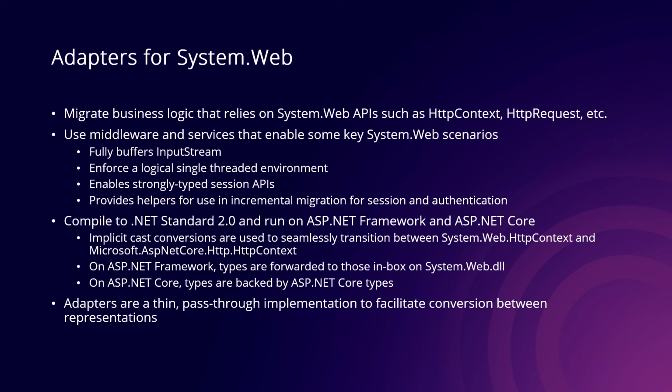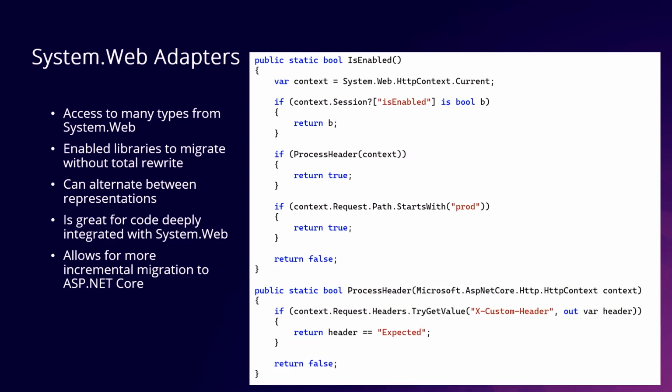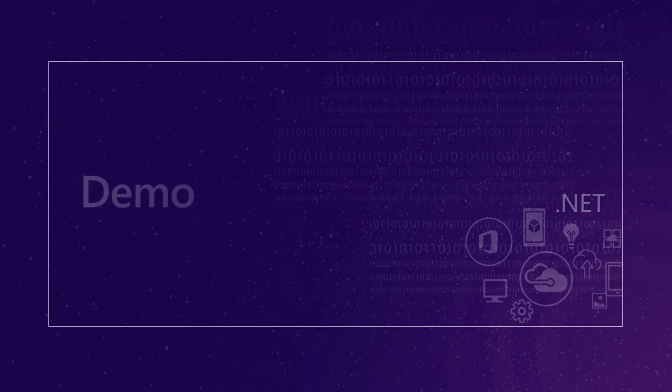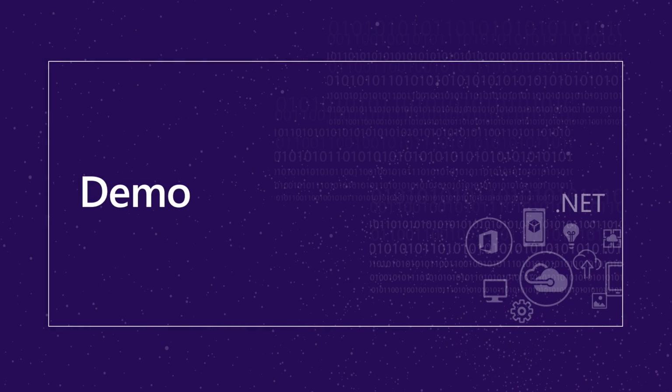These adapters are thin pass-through implementations, meaning that anything that you do in one will be mirrored in the other. This allows you to convert between the two to help you migrate and choose which representation may be the best for you at the moment. So at this point, we'll jump into a quick demo of what the code might look like here.